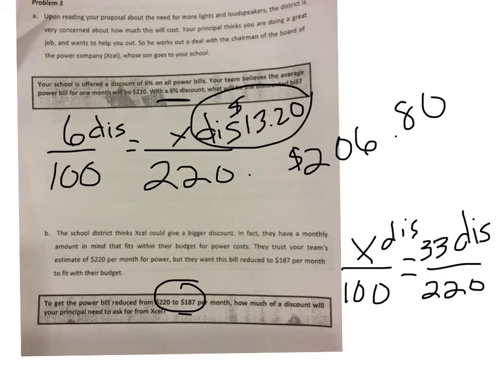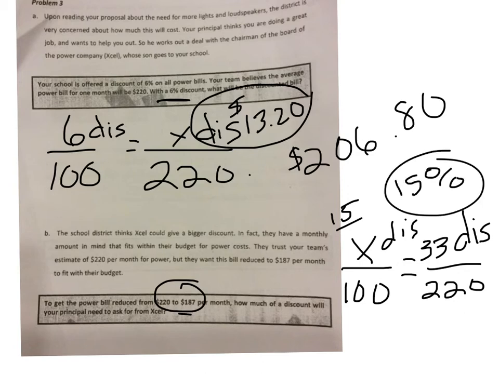I now have my three numbers. 33 times 100 divided by 220 gives you a 15. That number right here is 15, and we're looking for the percent discount, so it's a 15% discount rather than a 6% discount.